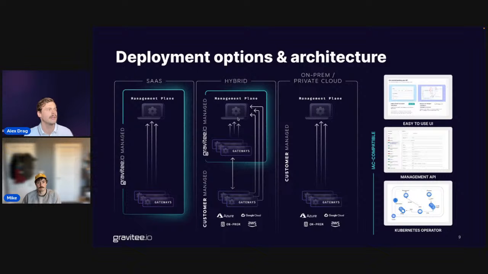Now, beyond just how you can host and deploy, how can you actually manage these Gravitee components and resources? There are three main ways. There's an easy to use GUI. Mike's going to walk through that today when we're building the self-service API platform out. There's a management API and a Kubernetes operator. Both of those are IaC, infrastructure as code, compatible. That Kubernetes operator, in case you're curious, just enables you to manage things in a declarative fashion via custom Gravitee CRDs.